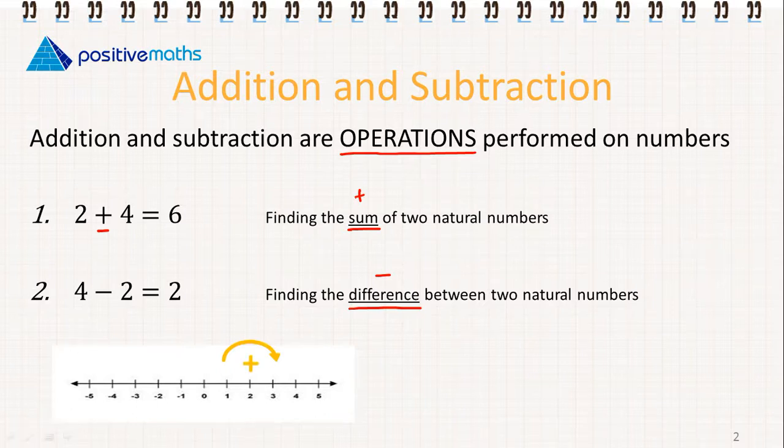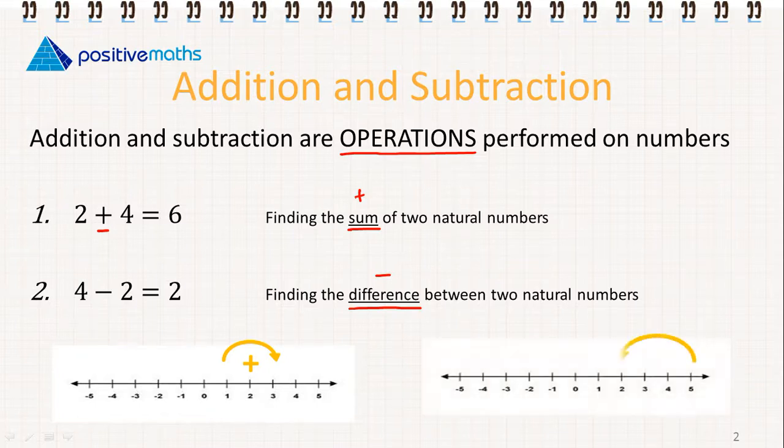If we see this on our number line, if we're adding, we'll notice that we will be moving from left to right. So 1 plus 2 will give us 3. If we're subtracting, we will be moving from right to left on the number line. So here we have 5 minus 3 gives us 2.